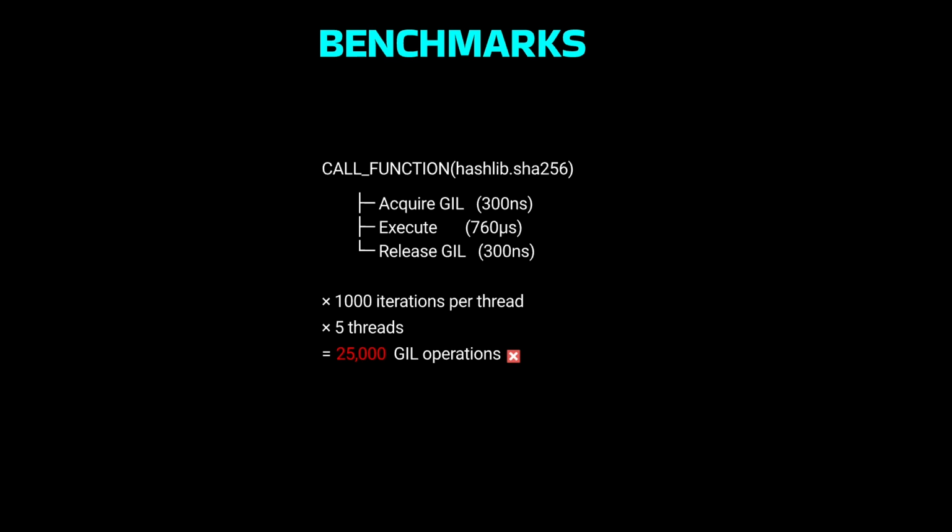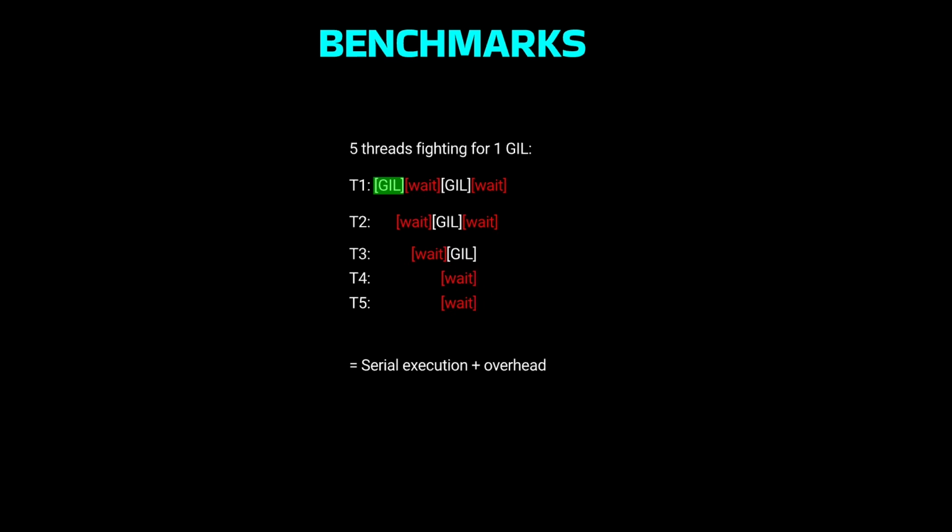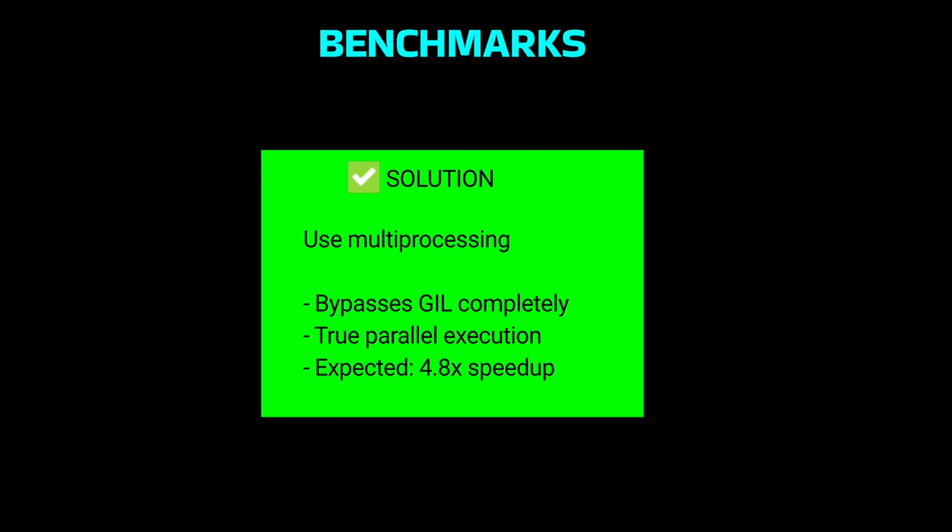CALL_FUNCTION acquires and releases the GIL 5,000 times. Context switching between threads waiting for the GIL adds 0.3 seconds overhead. The solution? Multiprocessing bypasses the GIL entirely.